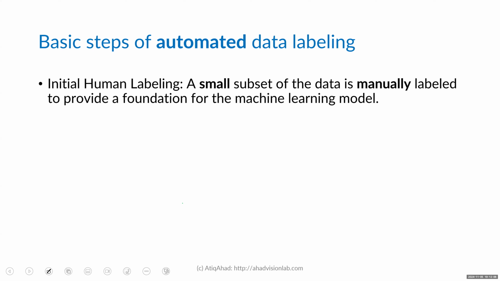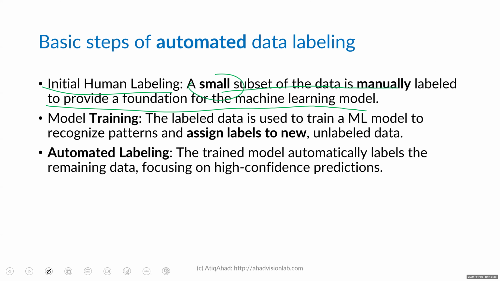Now let's see a few basic steps of automated data labeling. All right, initial human labeling is needed. A small subset of data is manually labeled. Don't ask me what a small subset is. It is 10%, 20%, it depends on the method and varies from one company and one data set to another. There is no specific number. So a small subset of the data is manually labeled to provide a foundation for the machine learning model. Model training is another step. The labeled data is used to train an ML model to recognize patterns and assign labels to new unlabeled data.